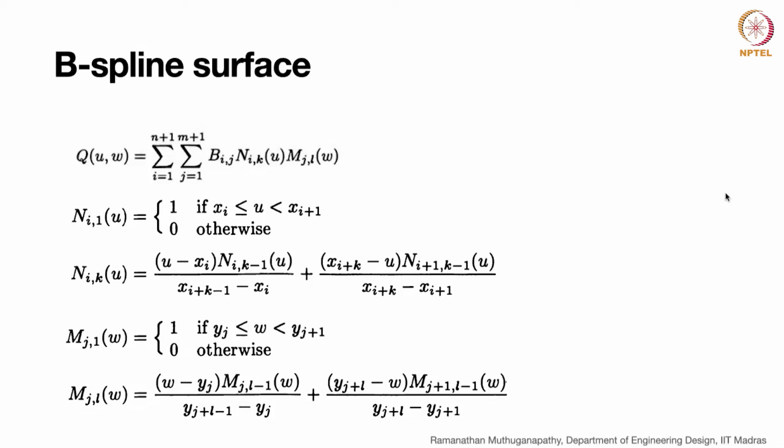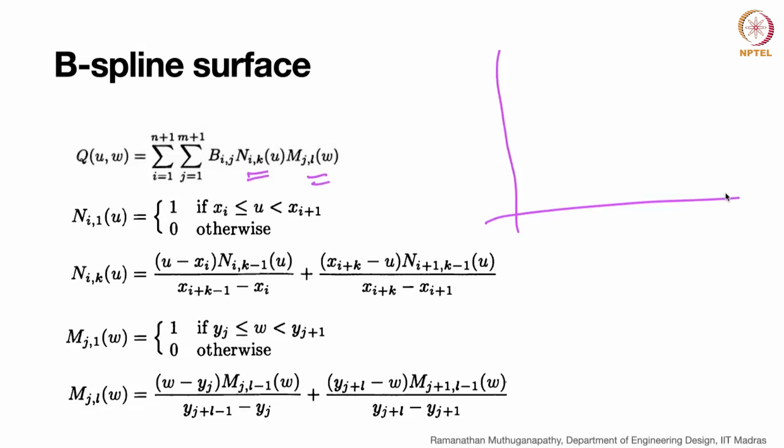Now, instead of order K, what will we have? We will have an order K in one direction, which is the U direction, and then the order L. I think that's what we had notated. So you can see there is a K here, and then there is an L here. If you look at this equation, there is a K and there is an L.